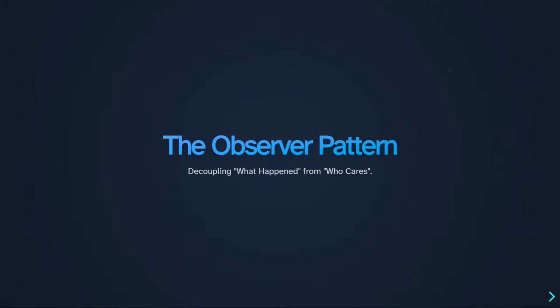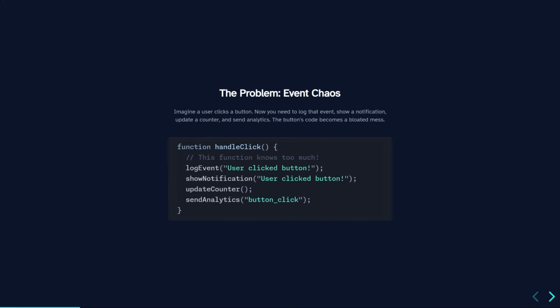The answer lies in one of the most important design patterns in all software engineering, the observer pattern. This is the code we want to avoid. In this handle click function, the button itself is responsible for everything. It's tightly coupled to the logger, the notification system, the counter, and the analytics server. If you want to add a fifth action, you have to modify the button's code. If you remove the notification system, you have to remember to delete the line or the app will crash.